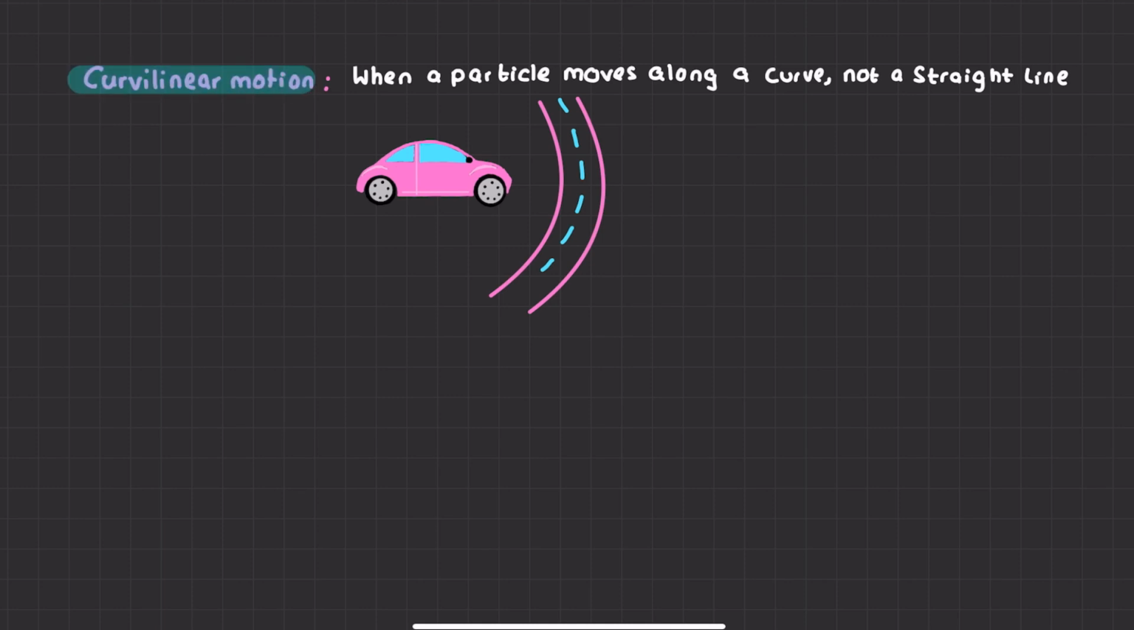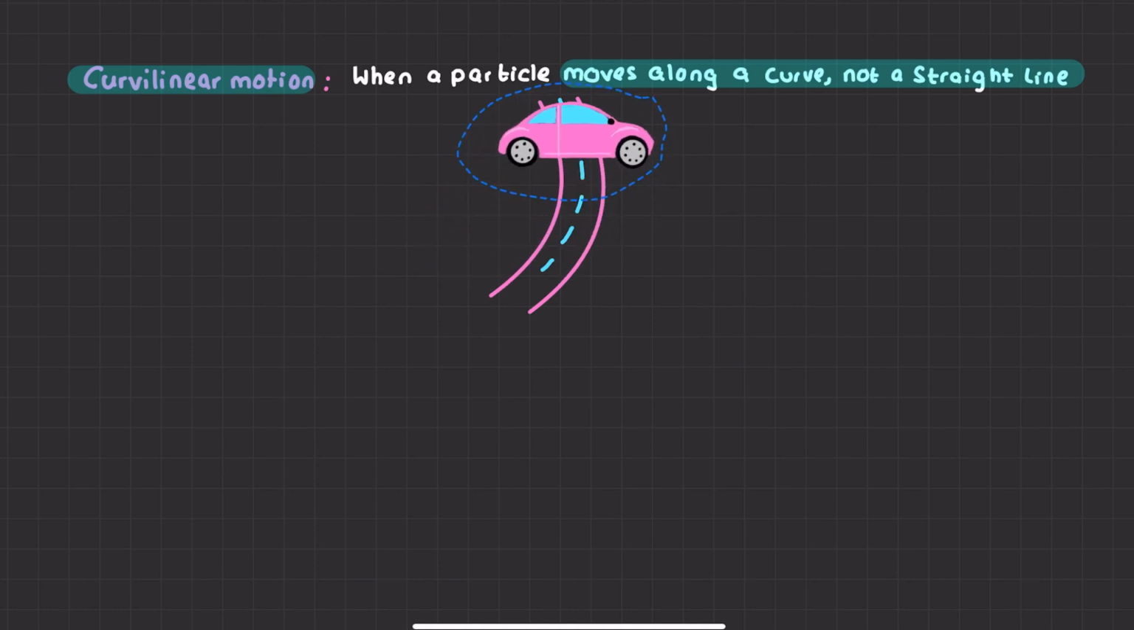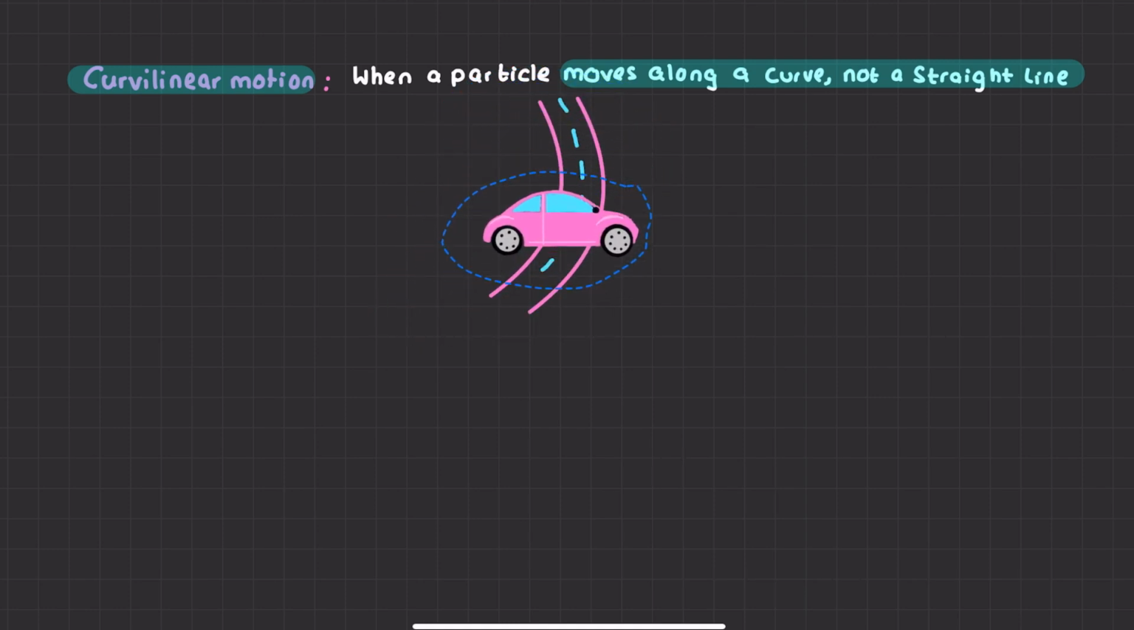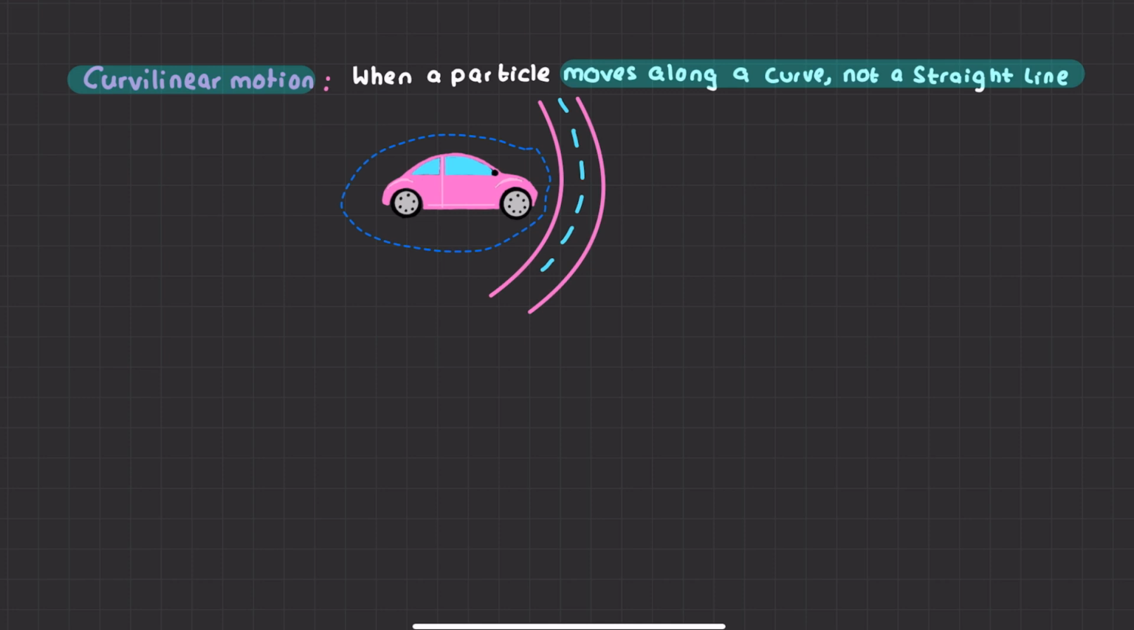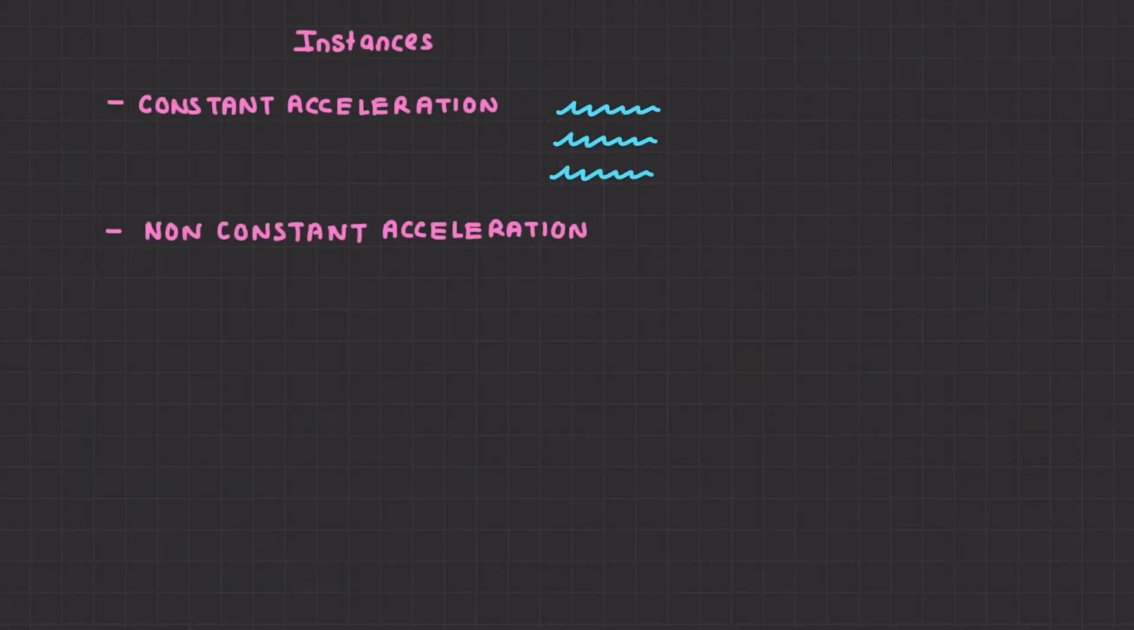This is just like rectilinear motion, but now instead of a straight line, it's moving along a curve. We have this car, for example, moving along a bent road like this. In this case, because the path is bent, we'll say that the car is undergoing curvilinear motion. We will go in depth in curvilinear motion in our next video, but right now we'll be focusing on just rectilinear motion. There are two instances that can occur when dealing with rectilinear motion.